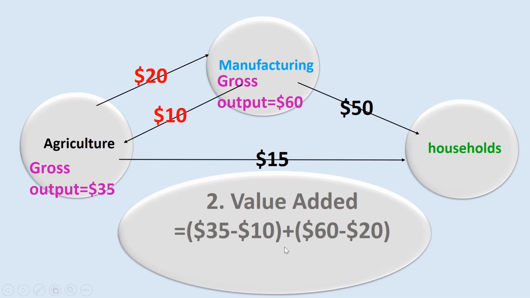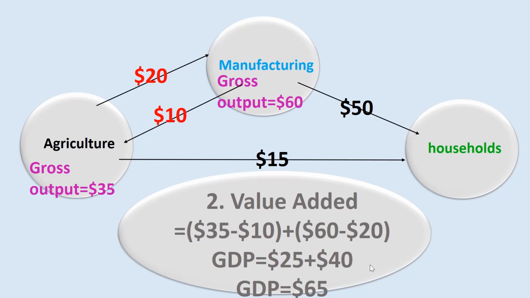So at the end of the day, we proceed. 35 minus 10 will give us 25, and 60 minus 20 will give us 40. So that means in the agricultural sector, we have value added of 25, and then in the manufacturing sector, we have value added of 40. When we add the two, we get GDP of $65. And this is the same answer we had when we use the final product method. Alright, so these are the two methods that we have under the output approach to GDP.